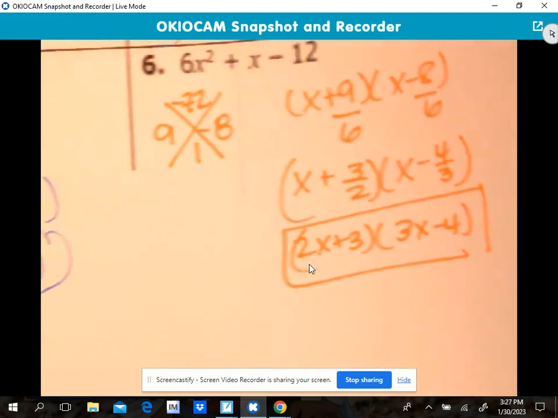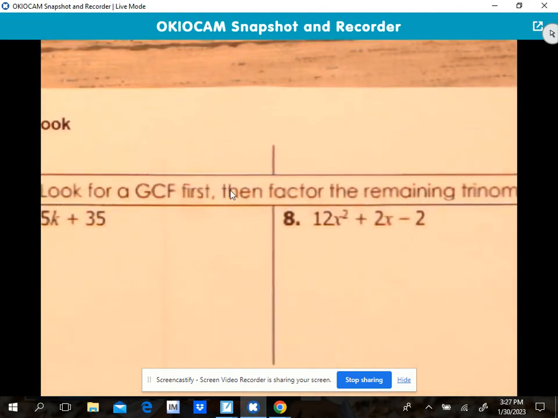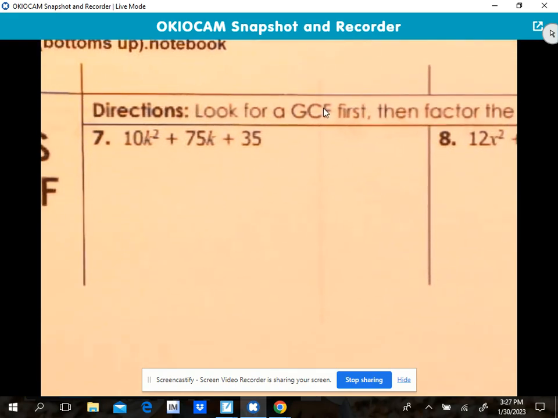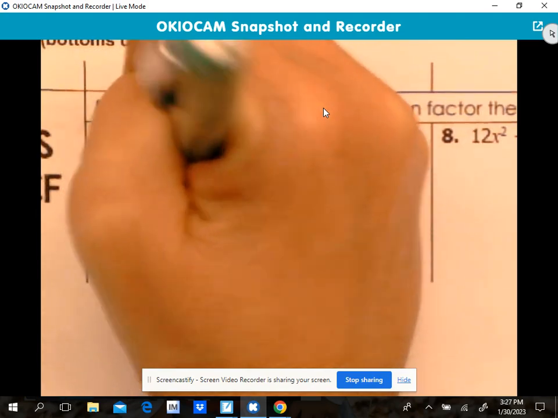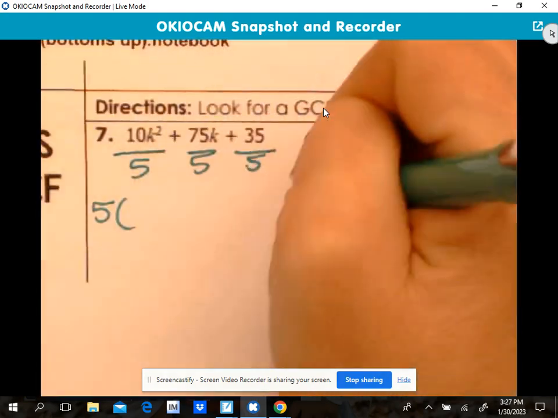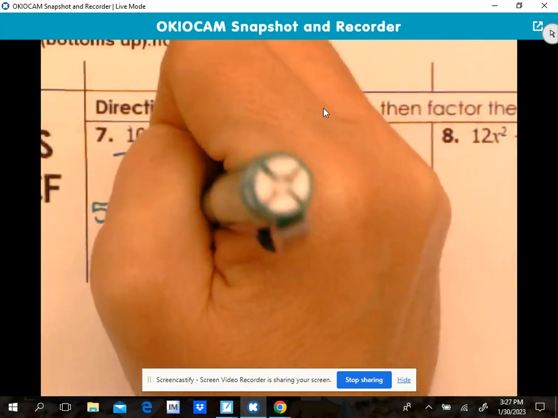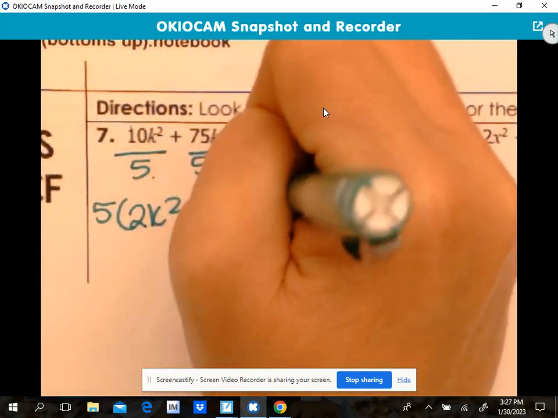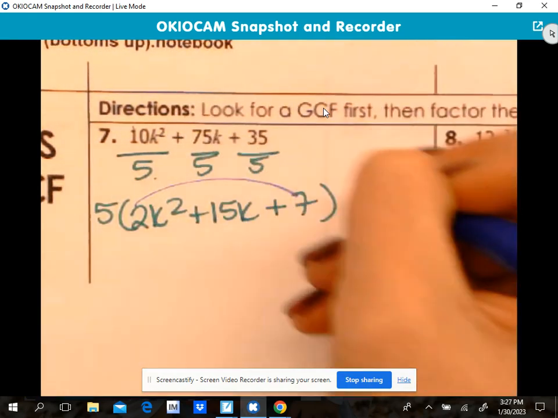All right. So now we go to the ones that do contain a GCF. So that means we do have to look for that first. Like on number 7, I'm going to notice first that everything here is divisible by 5. So I'm going to start by factoring out my 5. 10 divided by 5 is 2k squared. 75 divided by 5 is 15k plus 7. From here, everything remains the same.